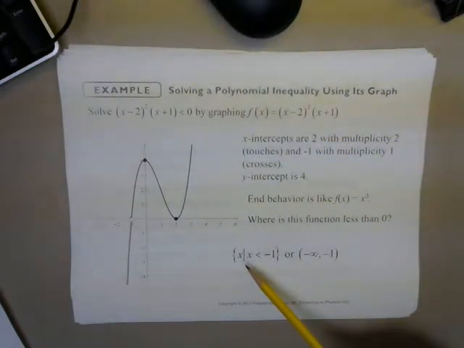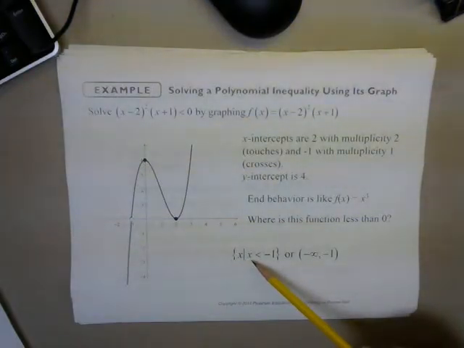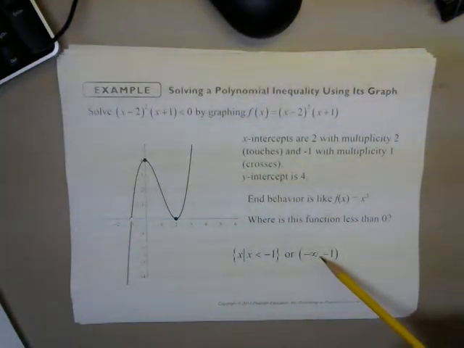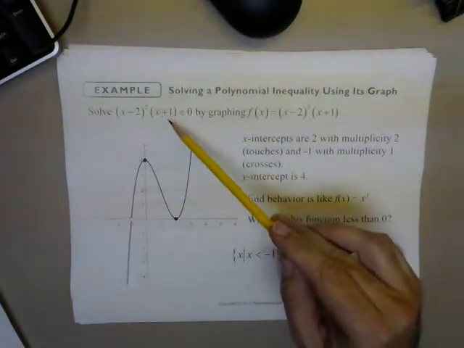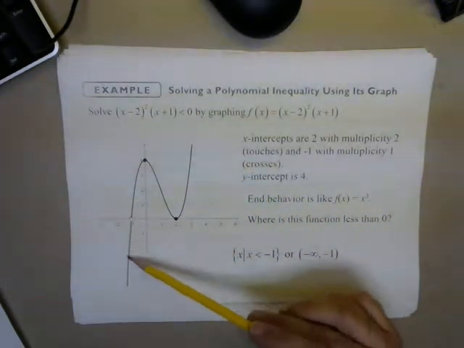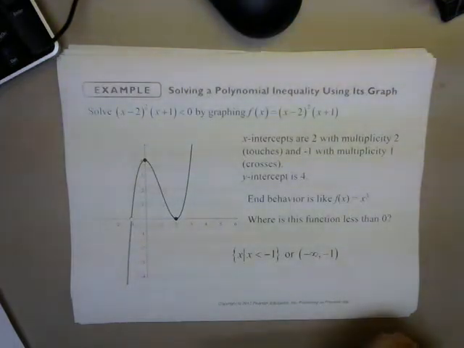So the solution to this inequality would be x is less than -1, or you could say it's negative infinity to -1. The graph is going to be below the x-axis, it'll have a height below 0, in other words, when you're to the left of -1.